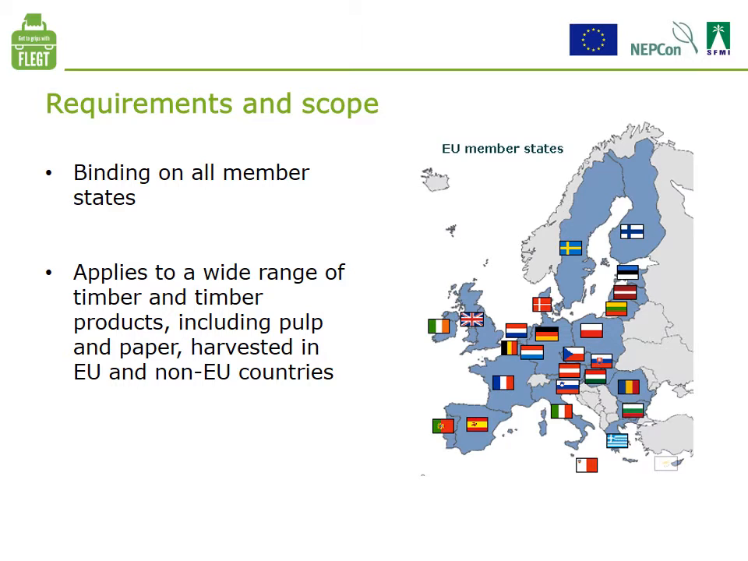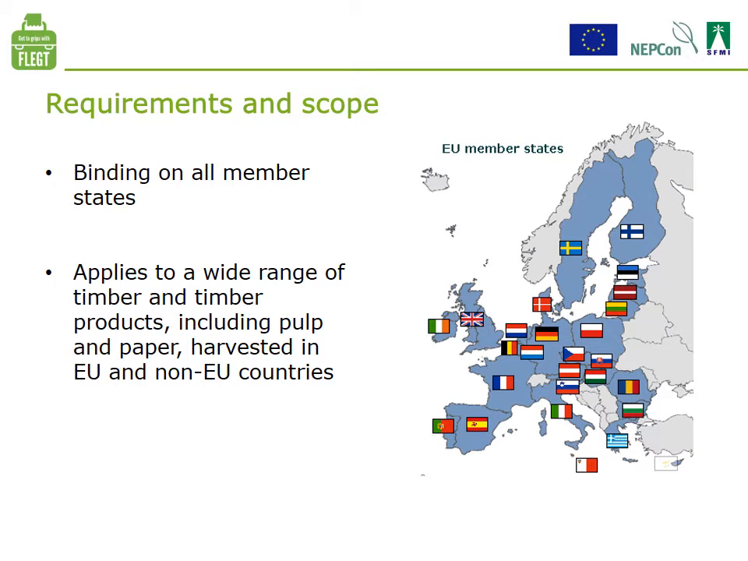Continuing on, the EU timber regulation is legally binding on all 28 EU member states. It applies to timber products harvested or produced within the EU, as well as products produced in other countries and then imported to the EU. In terms of the types of products, it applies to a wide range of timber and timber products, including solid wood products, flooring, plywood, and pulp and paper. Not included are recycled products, as well as printed papers such as books, magazines, and newspapers.